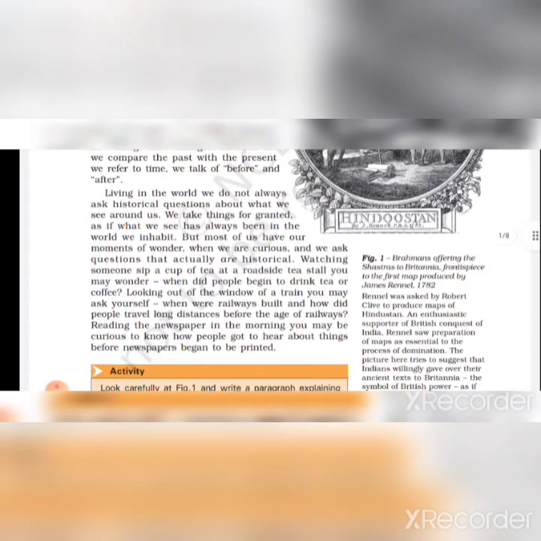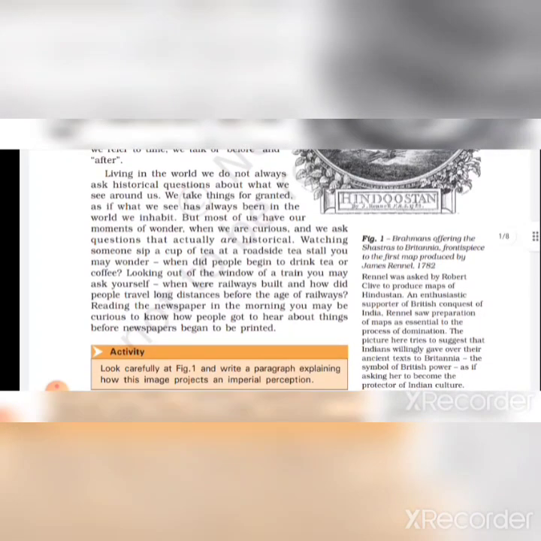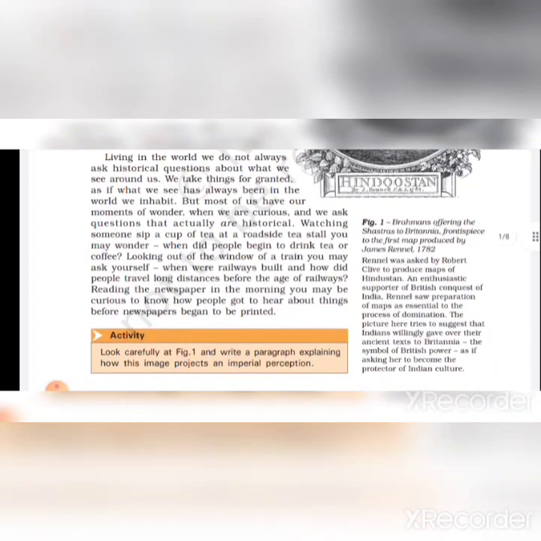Watching someone sip a cup of tea at a roadside tea stall, you may wonder, when did people begin to drink tea or coffee? Looking out of the window of a train, you may ask yourself, when were railways built and how did people travel long distances before the age of railways? Reading the newspaper in the morning, you may be curious to know how people got to hear about things before newspapers began to be printed.